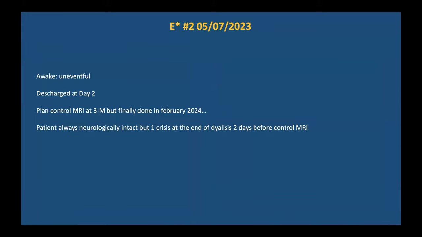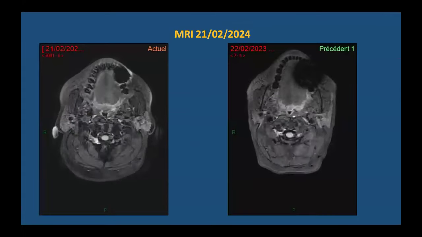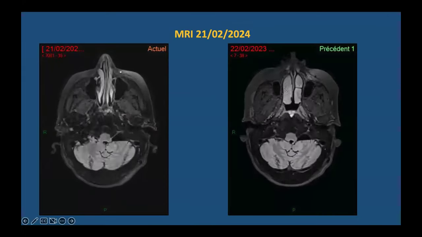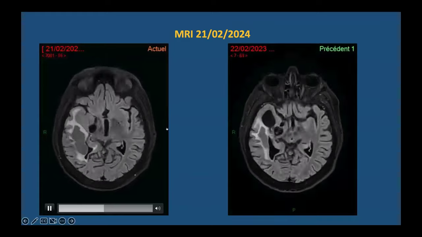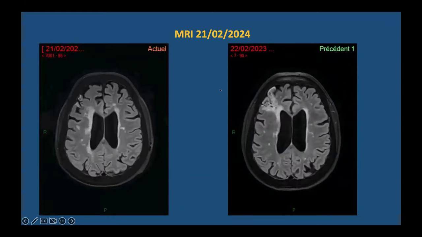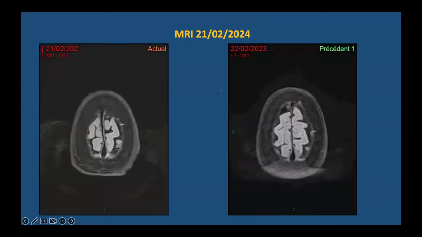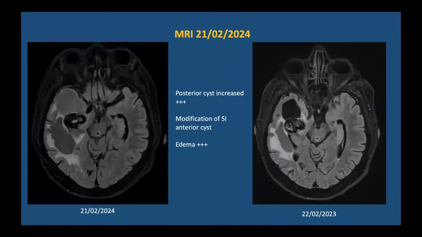She was discharged at day 2, and we planned a 3 month control, but she's not easy. We have to really convince her to do the control, and she's still neurologically intact. So we made this control 3 or 4 days ago, and we can see again that the situation is not going very well. So we can see the cystic lesion.